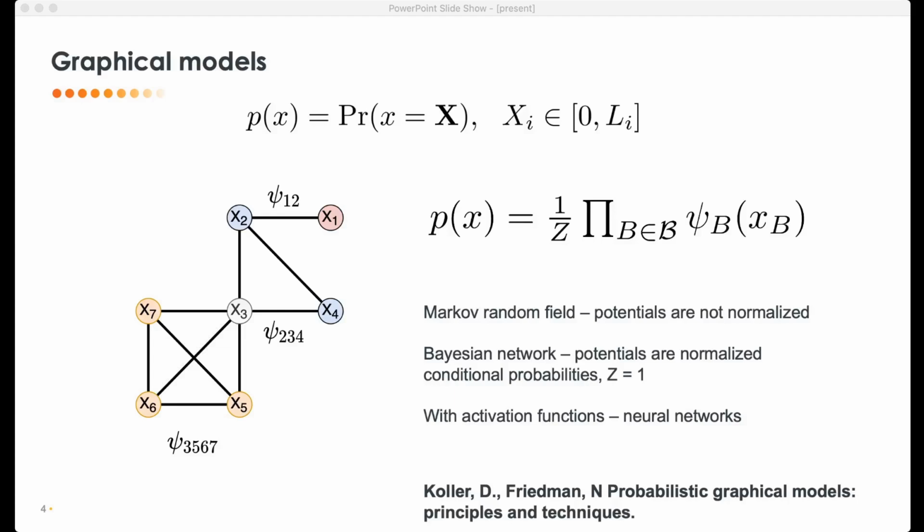To represent this joint probability, you can use a graph where every vertex corresponds to a variable and edges correspond to potential functions. If the potential function acts on a pair of variables, then it corresponds to an edge. And if a potential function acts on some bigger group of variables, then it corresponds to a connected subgraph or a clique in the graphical model. I have to note that even neural networks can be treated as graphical models if you introduce nonlinear activation functions over groups of variables. A very good introduction into graphical models and different algorithms on them is this book of Koller and Friedman, Probabilistic Graphical Models: Principles and Techniques.